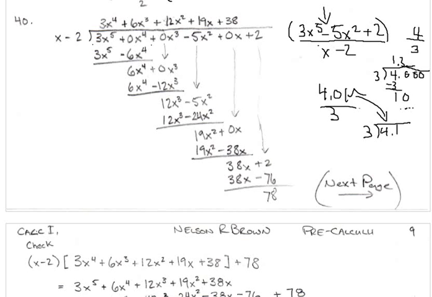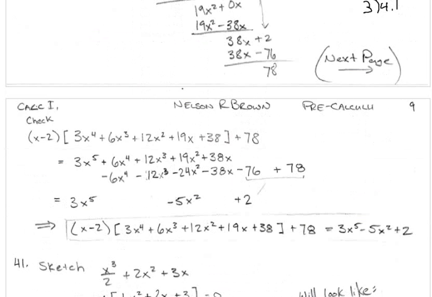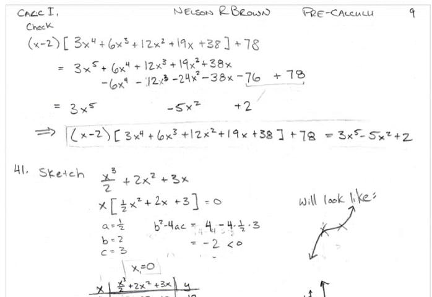The polynomial that I got was 3x to the fourth plus 6x to the third plus 12x squared plus 19x plus 38. To check that, part of what they say to do is to express the whole thing as x minus 2 times the quotient function of x plus the remainder. So one thing we can do is actually check it and see that we get back out the thing that we first put in as the numerator.